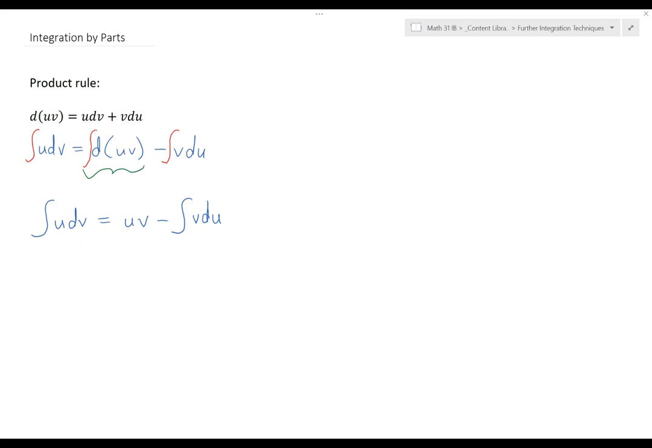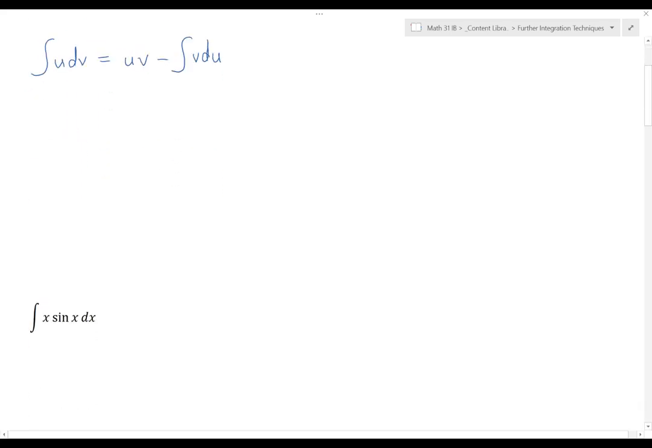The situations where this is going to work very nicely, and we'll look at a bunch of examples, are when you have a function that is a product of something algebraic, so polynomials usually, and something transcendental, so trig or exponential or logarithmic. Any function where we have some product of those two things ends up working beautifully. So let's look at some examples.